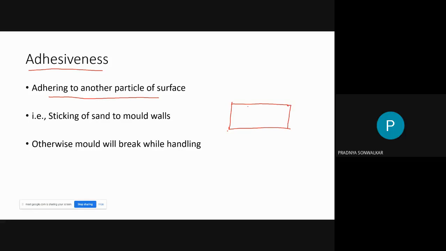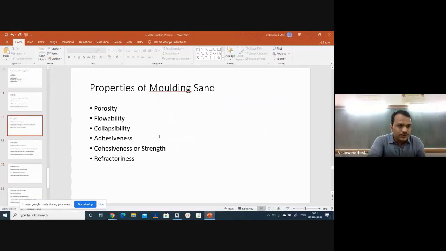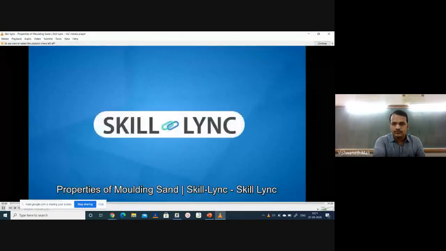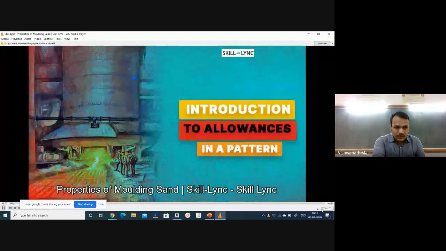Can you explain the collapsibility again? Okay. So I think in the video you can see that. It may have the collapsibility. Can you see this video?